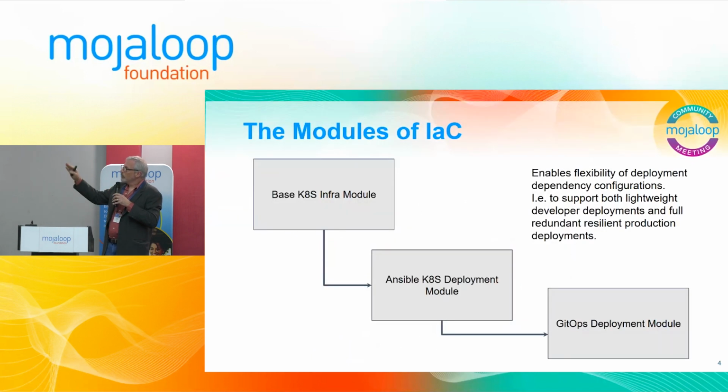So speaking to the modules of IaC, the way that it's been split, I want to quickly talk about the three types of modules. One is the base K8s infra. This is cloud specific or bare metal specific. This is how you spin up your virtual machines or your bare metal. You can imagine that there could be a VMware module or etc. But this is how we actually deploy.